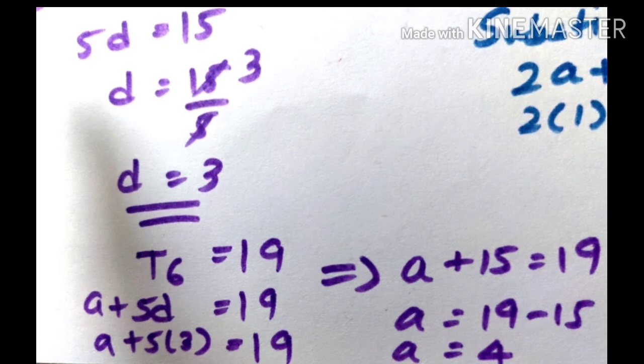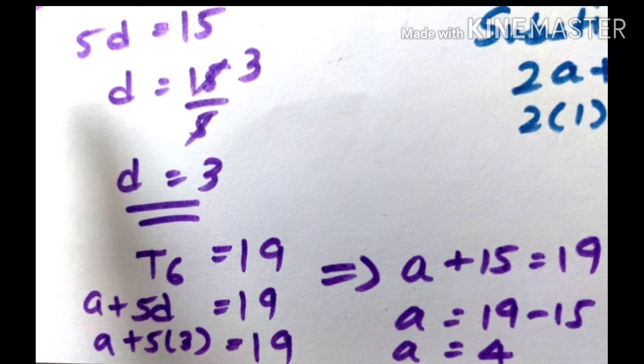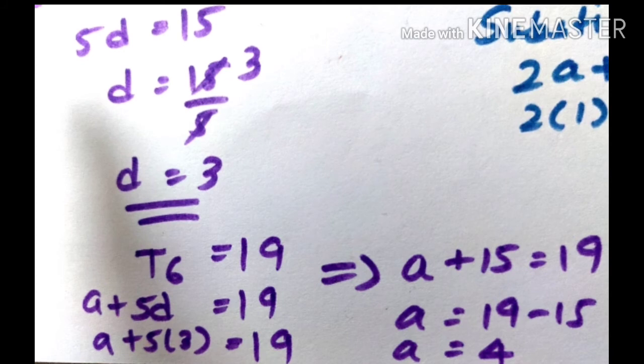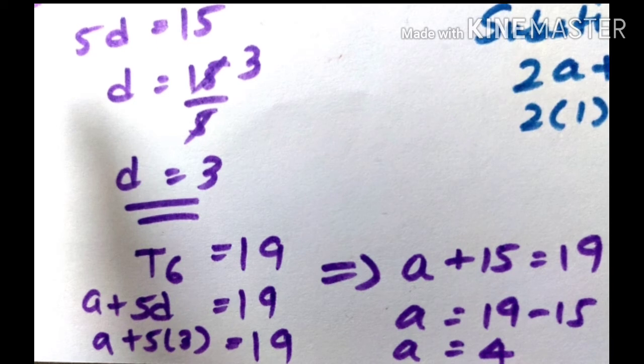Now one more value is given in the question: T6 is equal to 19. So we place the formula for T6 from the Tn formula, that is A plus 5D is equal to 19. Now we have the D value, so we can find A from it. Substituting the D value in this formula, A plus 5 into 3 is equal to 19. So we get A plus 15 is equal to 19, so A is equal to 19 minus 15. We get A is equal to 4.